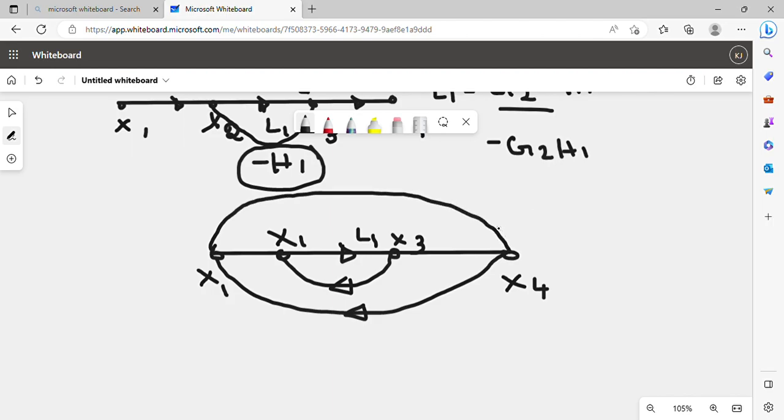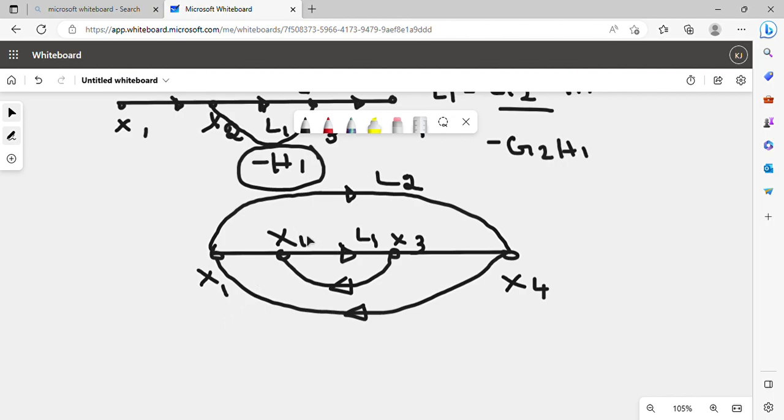And here for x1 and x4 you can see that there is no node in common for L2. If you consider L2 over here, that is x1 and x4, there is no other node in common. For this node L1, you can see that this is only x1 and x3. There is no other node like x1 and x4 in common, right? And for this node L2, there is only x1 and x4, wherein your x1 and x3 is not in common, right?